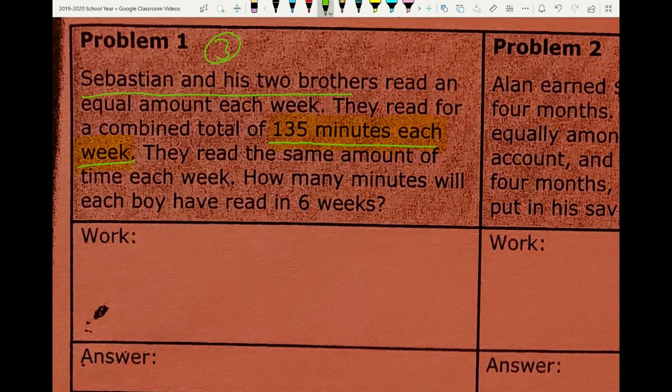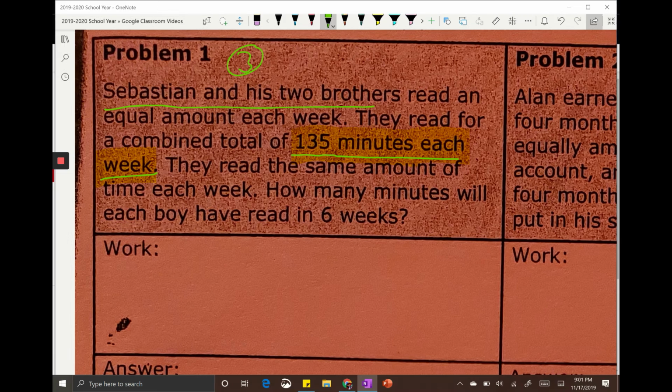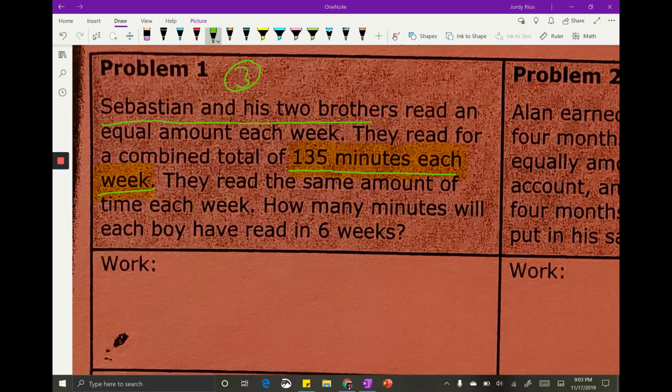So let's see then. Okay, I'm just going to minimize it really quick. So again, we have 3 boys, and in combination, they all read 135 minutes each week. And we want to know how many minutes each boy will have read in 6 weeks. Okay, so again, this is a 2-step problem. So the first thing I want to know is, it's asking about each boy, okay?